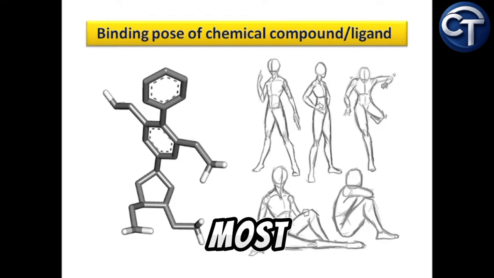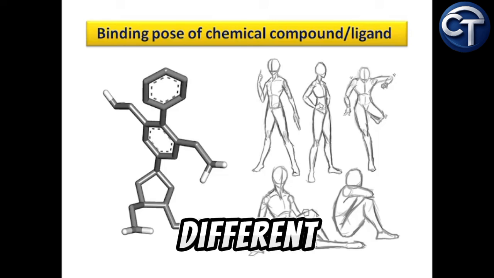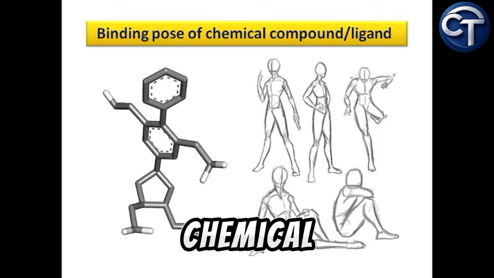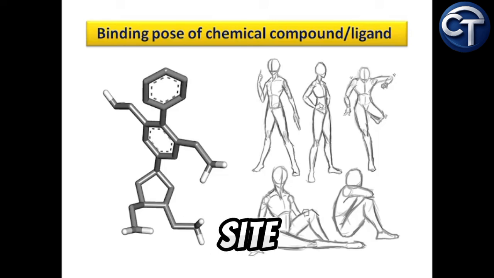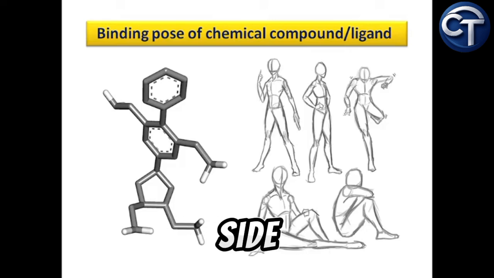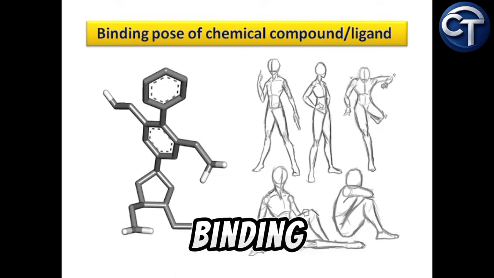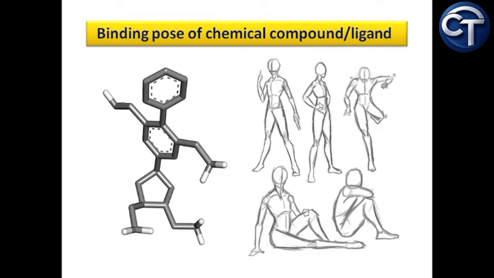That's why the molecule can attain different poses. Now here comes the most interesting part. The molecular docking software can predict different possible poses of a chemical compound within the binding site of a protein. Or in other words, it actually predicts different poses or conformations of a chemical compound against the binding site residues and scores the conformation based on their suitability or complementarity to the binding site.